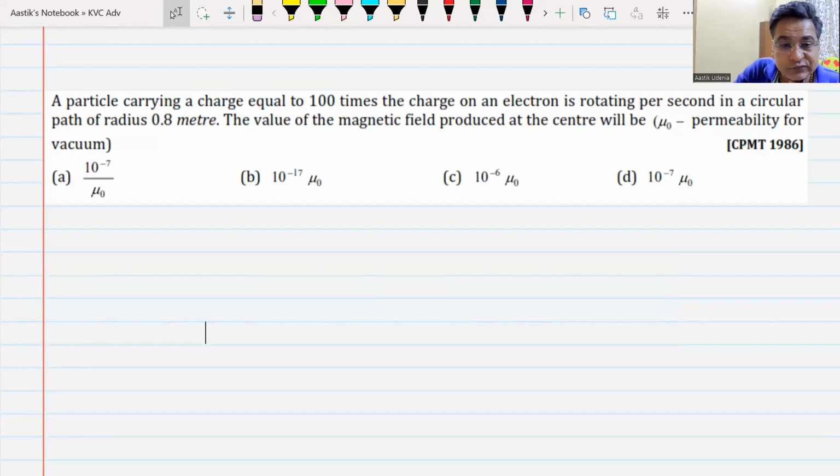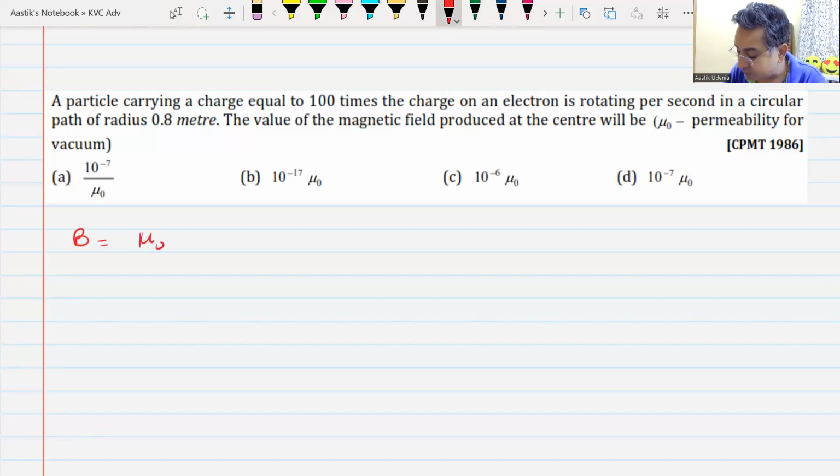This one. Option B is correct. What is the magnetic field at the center of this rotating thing? Mu naught by 4 pi into Q into V by R square. Yes or no? Yes, sir. What was V? Omega R, where omega R equals 2 pi. Mu naught into Q into omega by 4 pi R. Yes or no? Yes, sir.